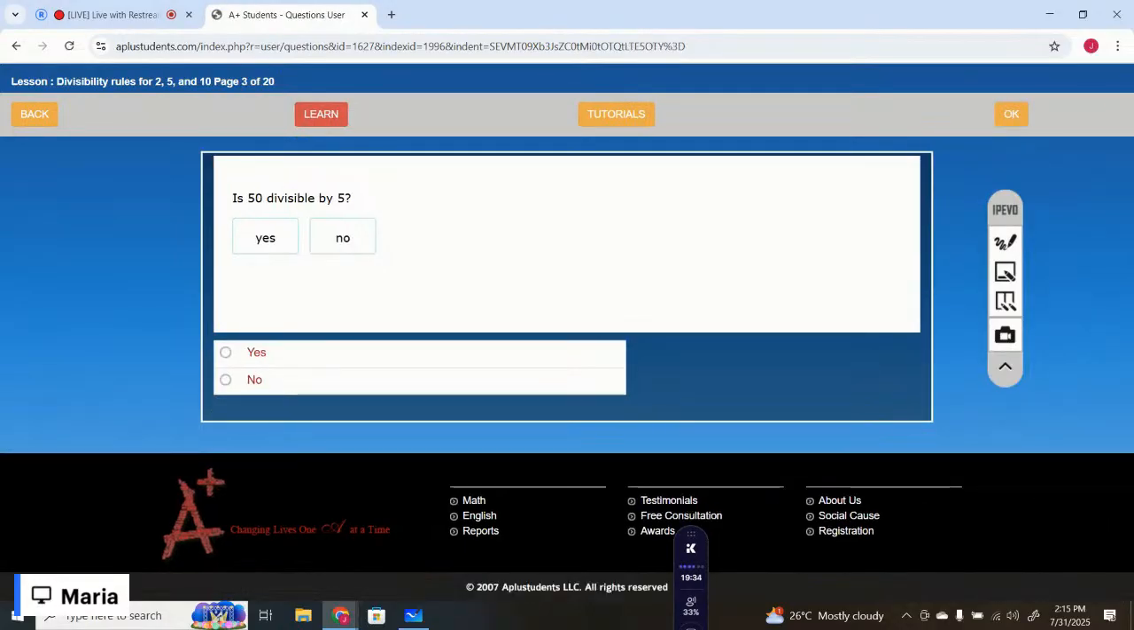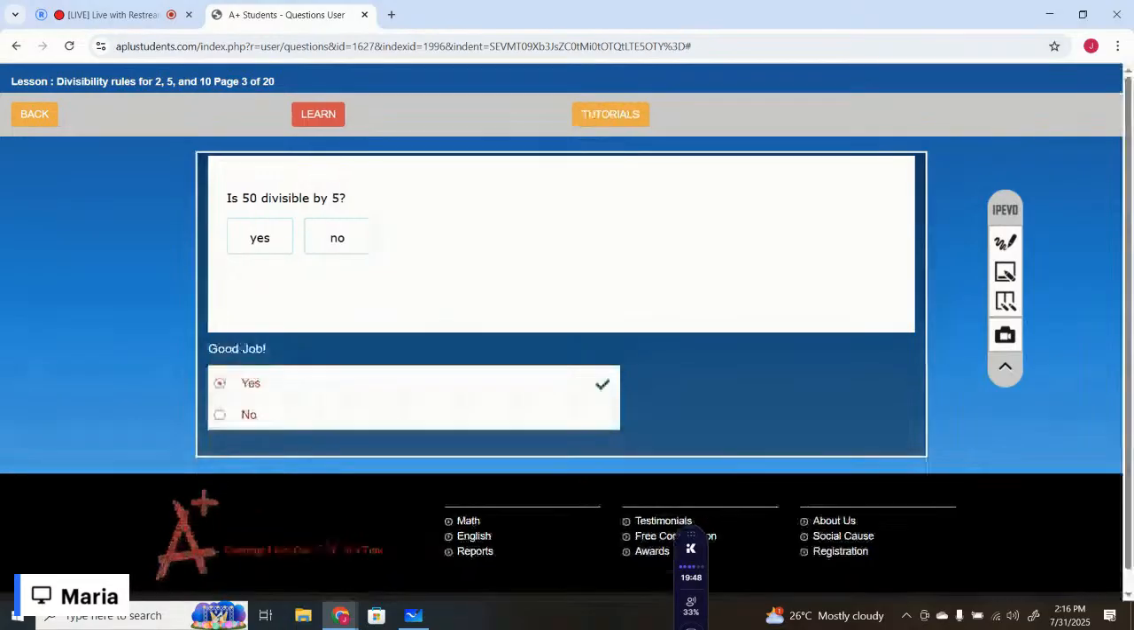Is 50 divisible by 5? So which is the correct option? Yes, it is, because the ones digit is either 0 or 5. So the ones digit is 0, so it is divisible by 5.